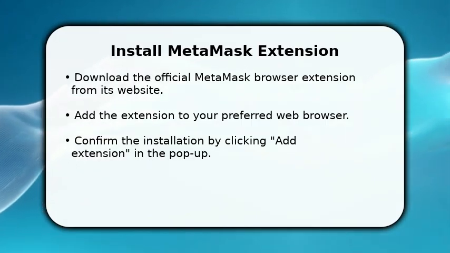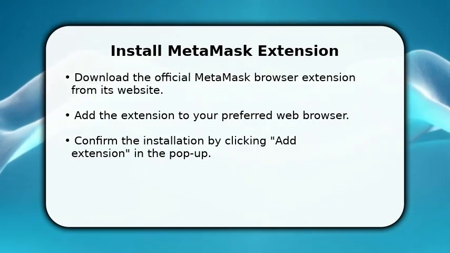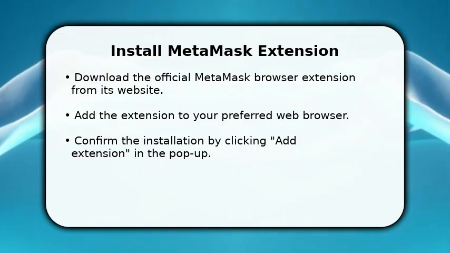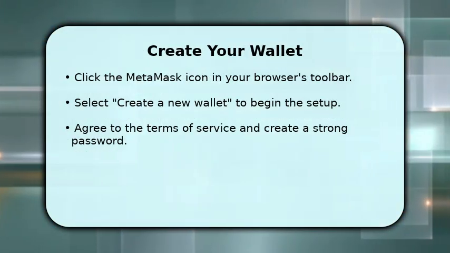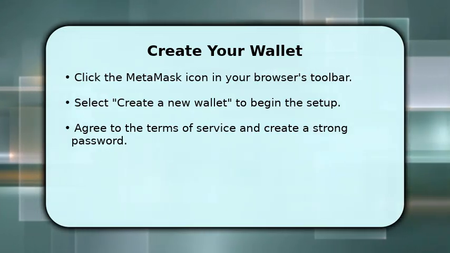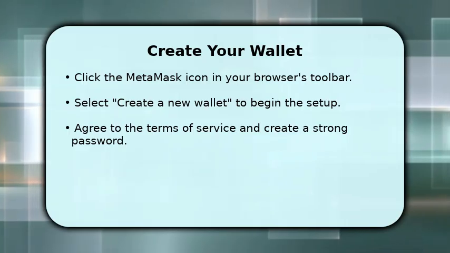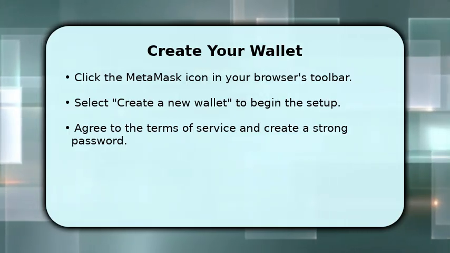Confirm by clicking Add Extension to complete the installation process. This ensures you have the legitimate and secure version. Once installed, click the MetaMask Fox icon in your browser's toolbar. You'll see a welcome screen. Choose Create a new wallet to start fresh. Read and accept the terms of service carefully.